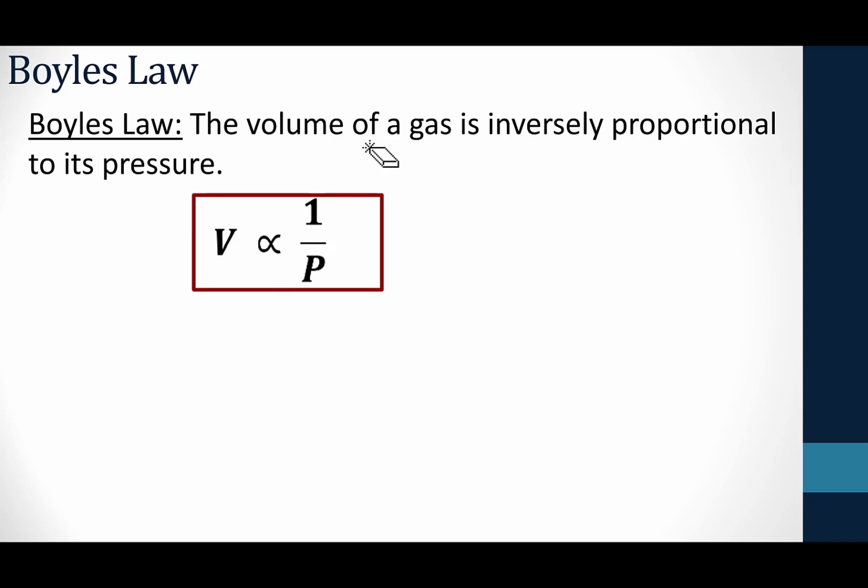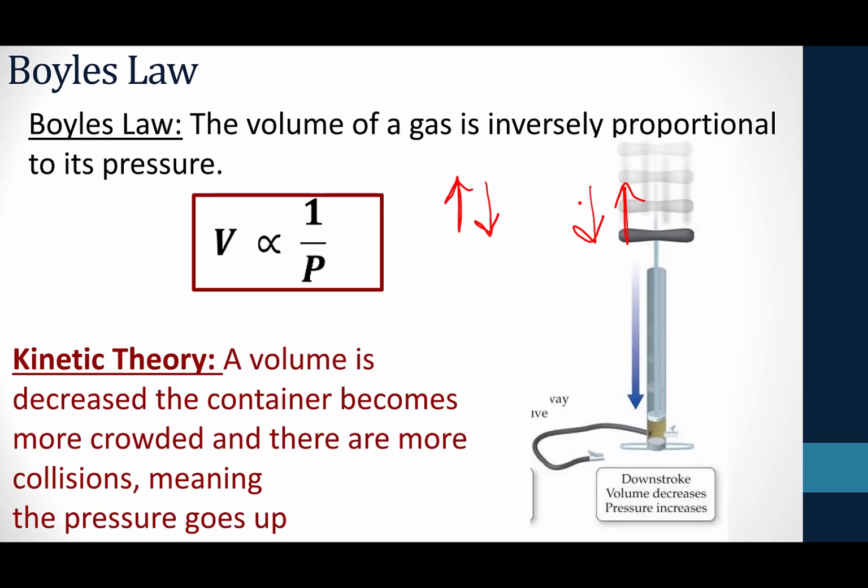So what does it mean that the volume of gas is inversely proportional to pressure? Inversely proportional means this: one goes up, the other goes down, or if one goes down, the other goes up. So if we increase volume, we're going to decrease pressure, and if we decrease volume, we're going to increase the pressure. That's inversely proportional.